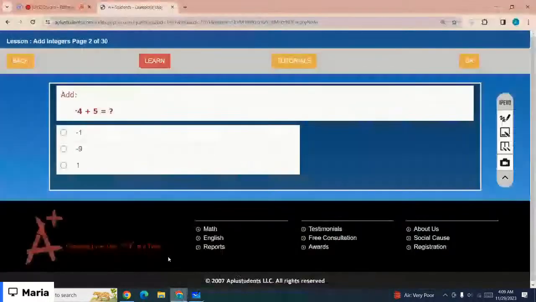Okay, negative 4 plus 5. Now you need to see the sign of the greater number. 5 is greater, 5 is positive, so the answer must be positive, but you need to subtract them. So which is the correct option? The answer is positive 1, isn't it? The answer is positive 1.